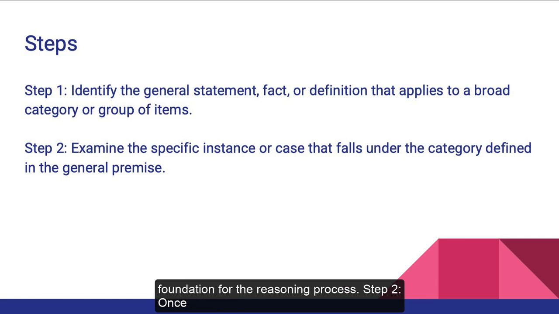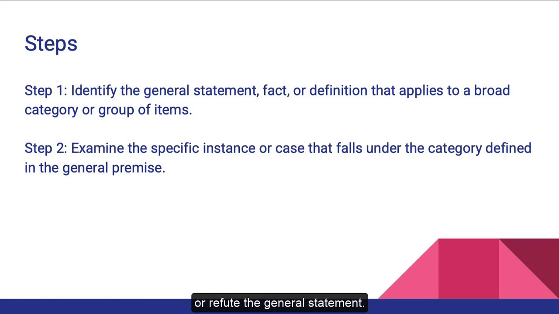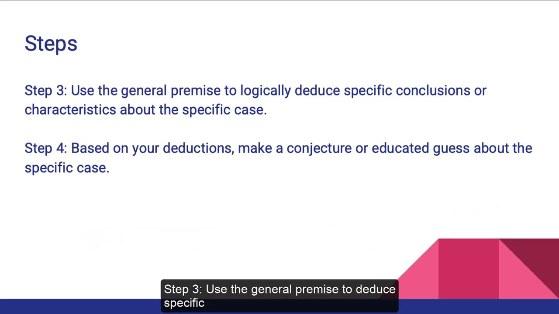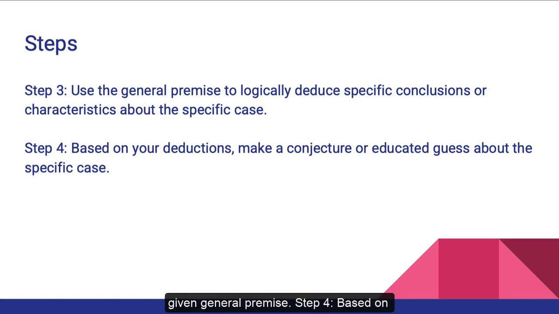Step 2. Once the general premise is established, the next step is to examine a specific instance or case that falls under the category defined in the general premise. This specific instance will help to validate or refute the general statement. Step 3. Use the general premise to deduce specific conclusions or characteristics about the specific case. This involves applying logical reasoning to draw conclusions based on the given general premise.